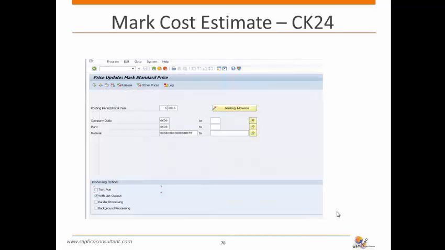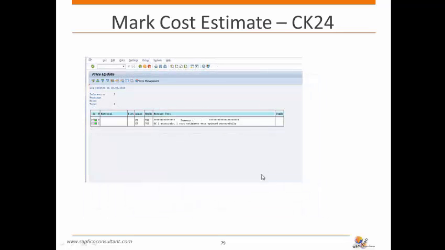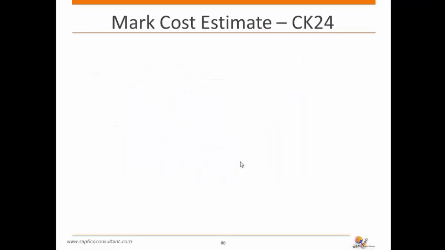Next step is marking the cost estimate. We mark the cost estimate, update the company code, plant, material, and the fiscal year for which we are going to mark the cost estimate. The first step is marking allowance. If marking allowance is already there, then there is no need. This is only a one time step, marking allowance. Now we click on the execute button, and of course remove the test run, and this is saying one material, one cost estimate was updated successfully.